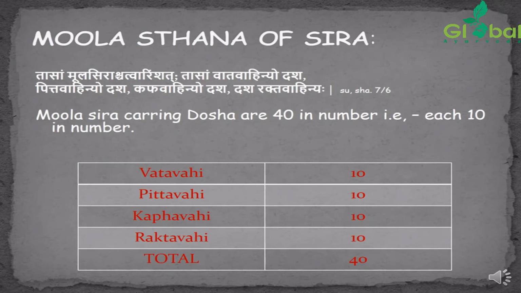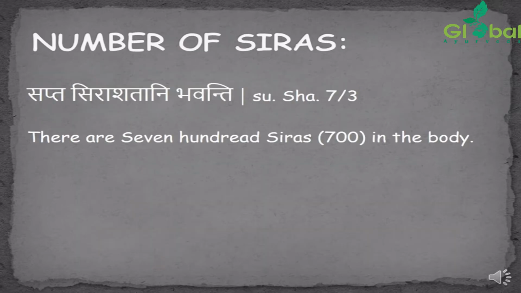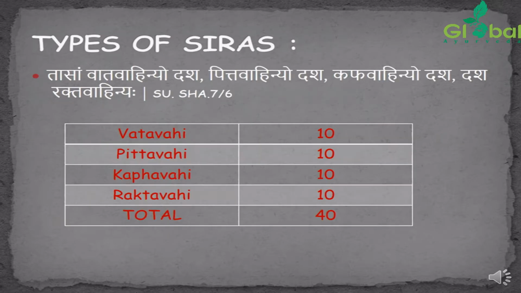Now, what is the number of the Shira? There are a total of 40 Shiras. Among them, 10 are Vatvahi, 10 are Pittvahi, 10 are Kapvahi, and 10 are Raktavahi. Now, the total number of Sira: there are 700 Sira in our body. Among them, as I told you earlier, four types of Sira, Vatvaha, Pittvaha, Kaphvaha and Raktvaha, each having 10, so that the total number is 40.